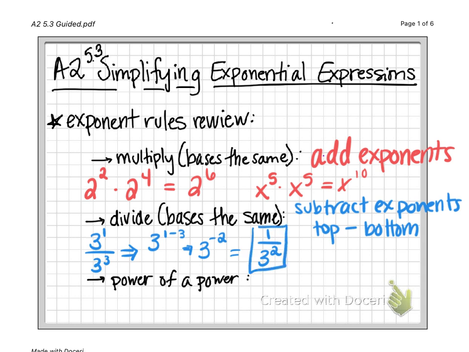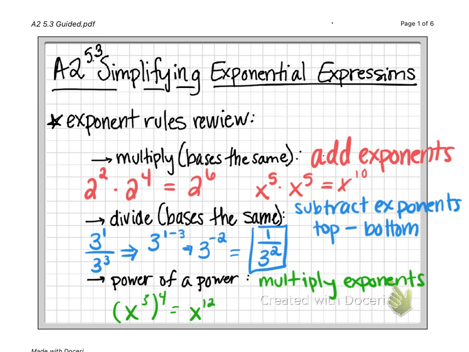And lastly, if we have a power taken to another power, we multiply the exponents. So this would be something like x to the 3rd taken to the 4th power. We would multiply those exponents. So 3 times 4 would be x to the 12th.